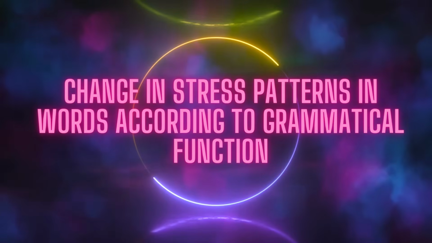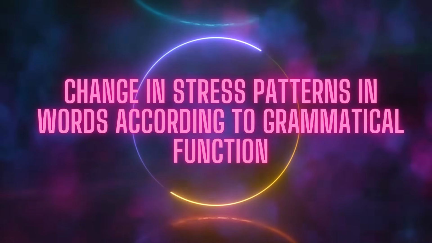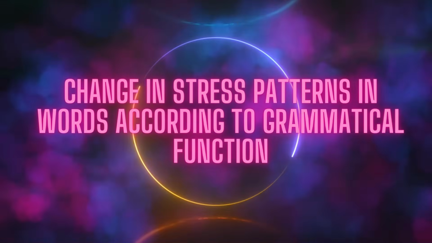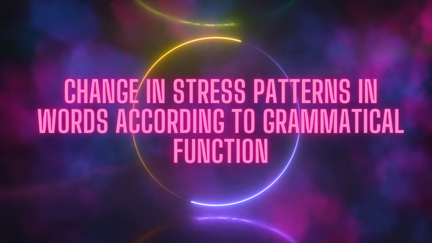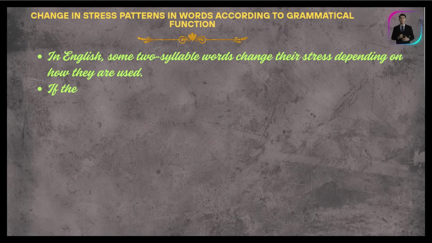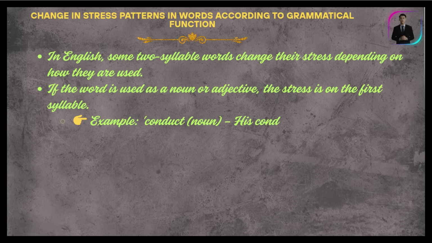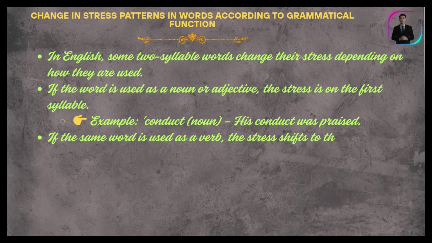Change in stress patterns in words according to grammatical function. Learn how a word's stress can change based on whether it's used as a noun, adjective or a verb in a sentence. In English, some 2-syllable words change their stress depending on how they are used. If the word is used as a noun or adjective, the stress is on the first syllable. Example, conduct, noun. His conduct was praised. If the same word is used as a verb, the stress shifts to the second syllable.